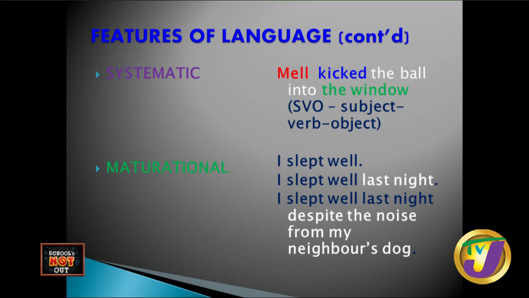Another feature of language is that it is maturational. And what does this suggest? Language being maturational means that we can always add to an utterance. So I started off with 3 words. I slept well. I can add to that sentence. I slept well last night. And I can still add some more to that sentence. I slept well last night despite the noise from my neighbor's dog. So language affords us that ability to keep on adding.